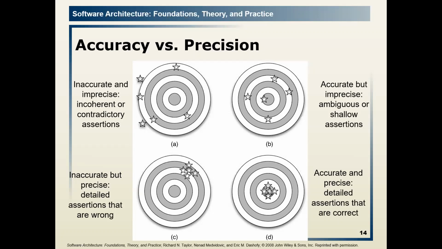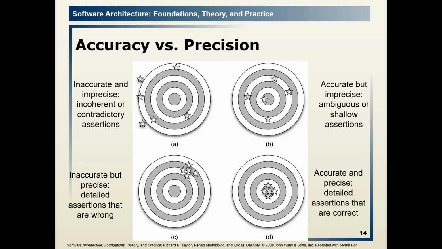Then in the case you have ambiguous drawings, ambiguous models, or you have made shallow assertions about the system, which will not hold when the system is used in the real world, it will test the system and there will be errors. So then the model is accurate but imprecise because you did not consider all the assertions correctly and did not consider all possible settings in the real world.